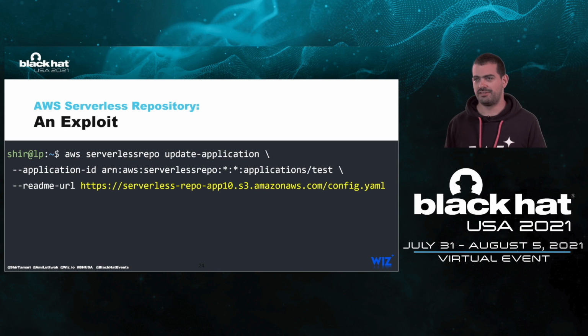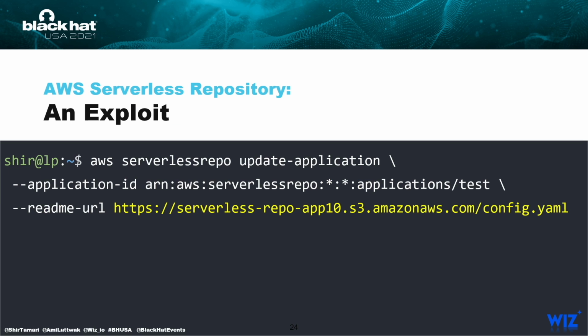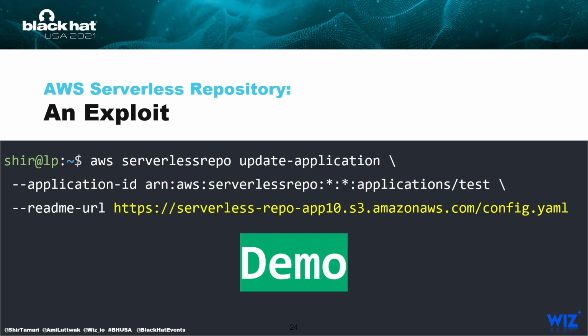We created a new repository called test, and we used the AWS command line tool to update it and specify a new path from which the README file should be pulled. As you can see in the slide, we are asking the serverless repository to pull the README file from another user's bucket. Serverless repo app number 10 is an isolated bucket owned by another account, and we will try to read from it. Let's go for a demo.